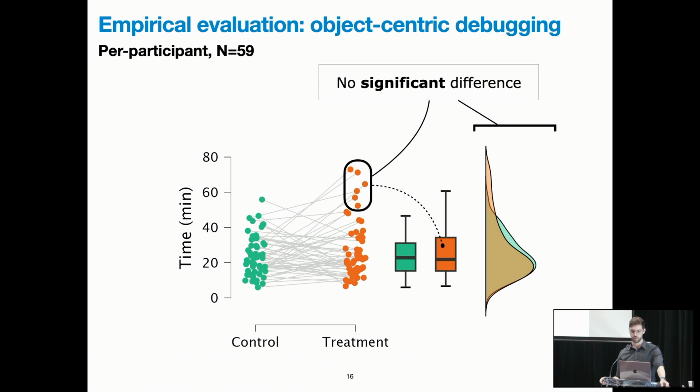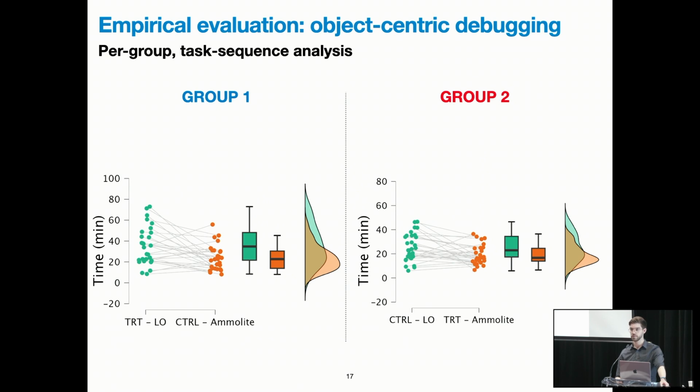So for now, we cannot say that object-centric debugging helps developers to debug. That's bad, isn't it? But I don't believe that, so we performed another analysis, this time considering the groups.